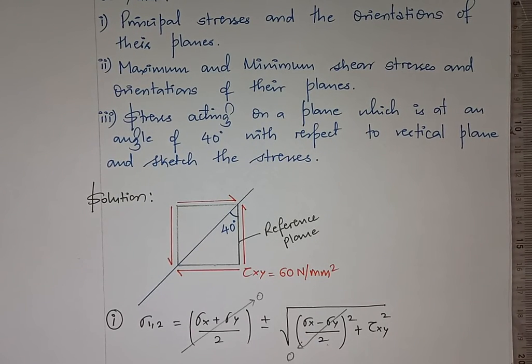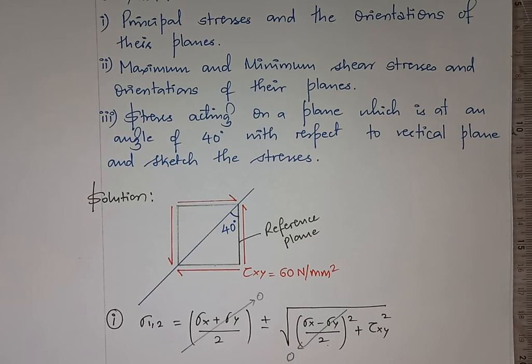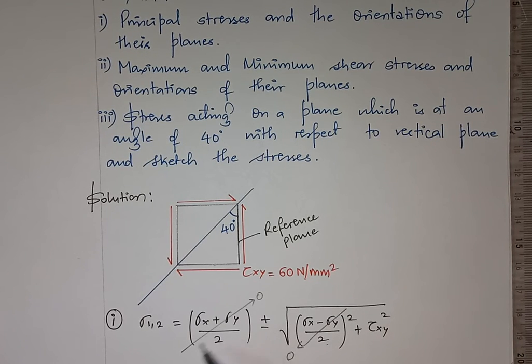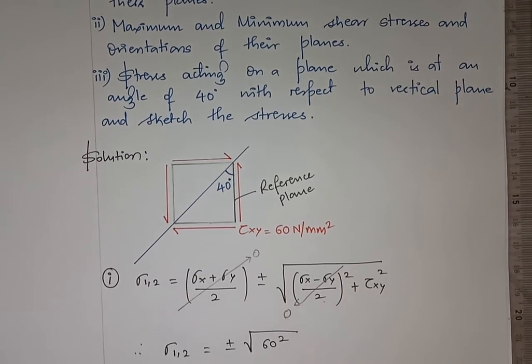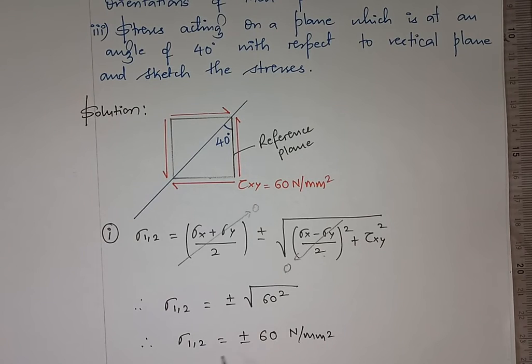So to start with, the first point, that is calculation of principal stresses. We know that the formula is sigma x plus sigma y divided by 2 plus or minus under root of sigma x minus sigma y divided by 2 the whole square plus tau xy square. Right, now here the important thing to be noted is normal stresses are not given. It means that its value is 0. So this term directly becomes 0. Even this term will become 0. So the only remaining term under root is tau xy square. And if I substitute the value of tau xy as 60, I will be getting the normal stresses as plus or minus 60 Newton per mm square.